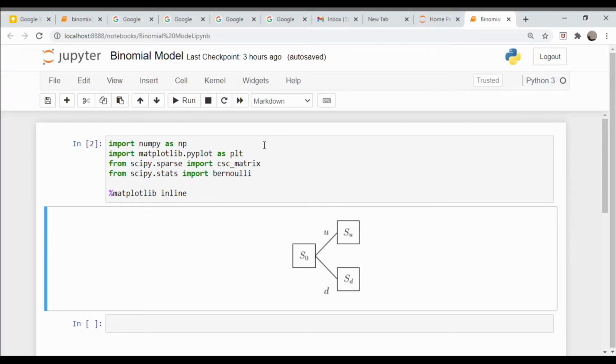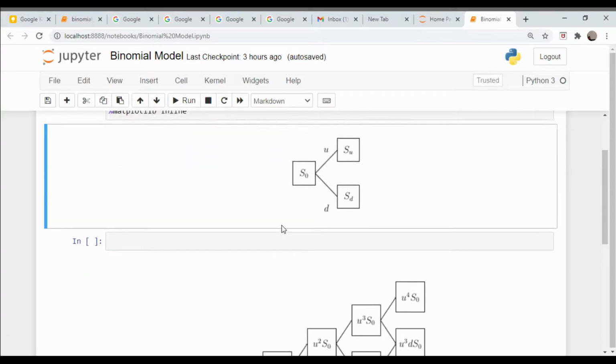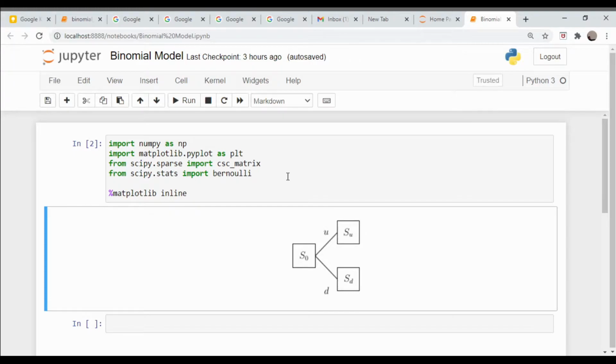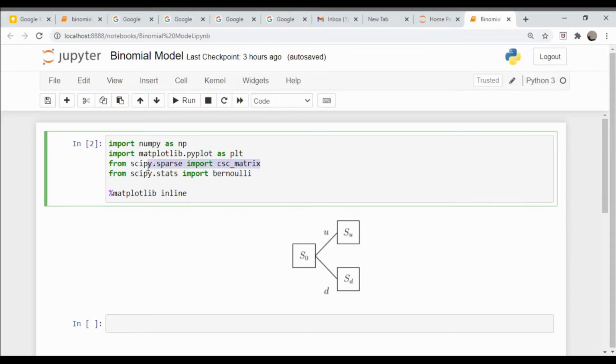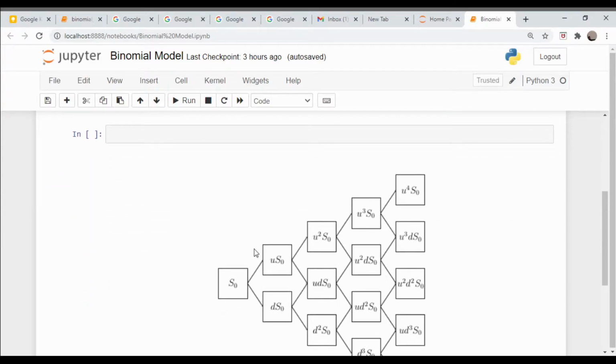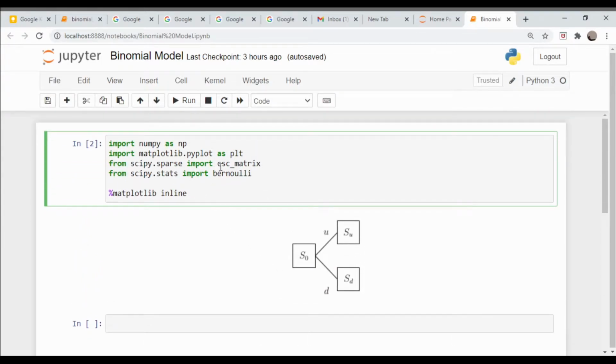In terms of imports, we're just going to need NumPy basically, and to store these tree structures, since Python doesn't have a native tree data structure, I know there are libraries that implement them, but instead of using those, I'm just going to use a sparse matrix here to store these data. Matplotlib is just for diagnostic purposes, and I don't know if I'm going to use it or not, but I am going to bring in the Bernoulli distribution function as well.